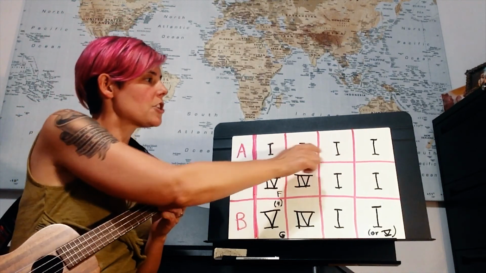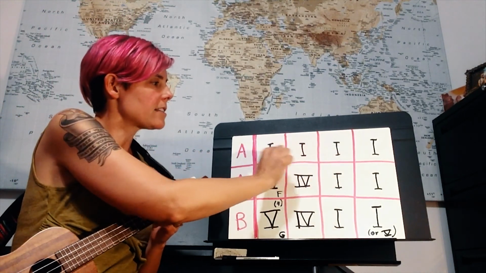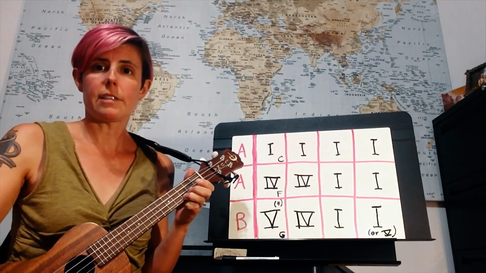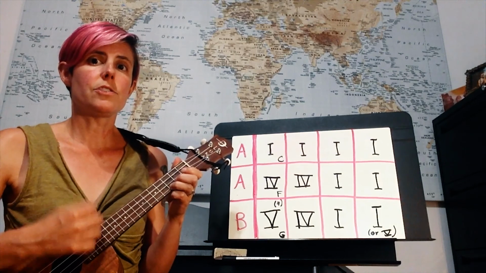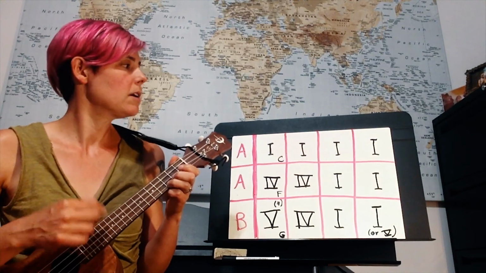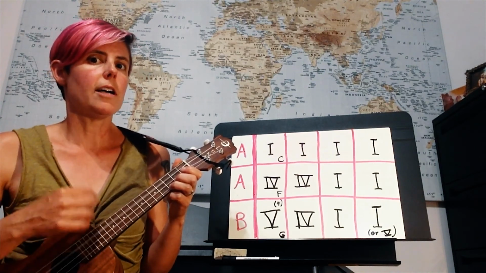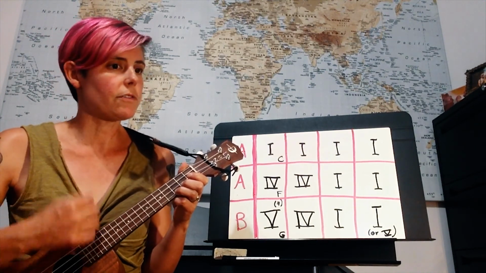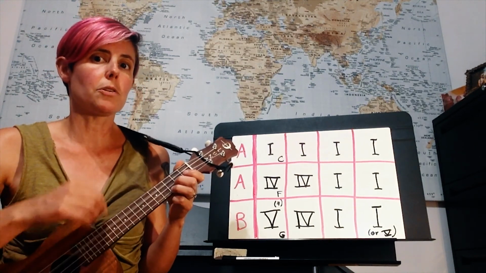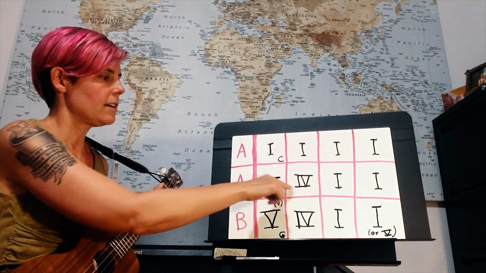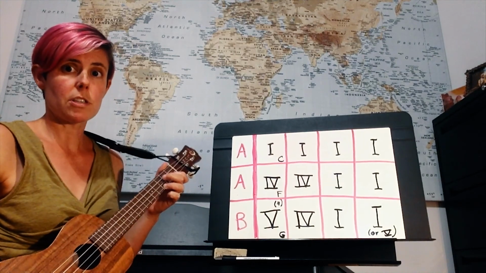This first line shows me that for 4 boxes with 4 beats each, I play my 1 chord, the C chord. 1, 2, 3, 4. 1, 2, 3, 4. 1, 2, 3, 4. 1, 2, 3, 4.